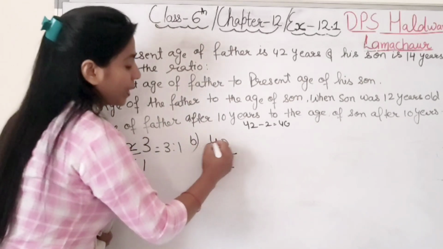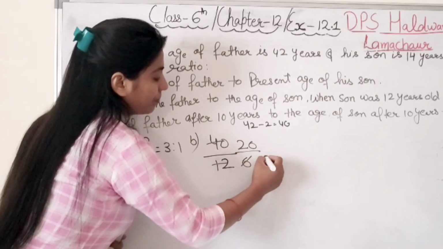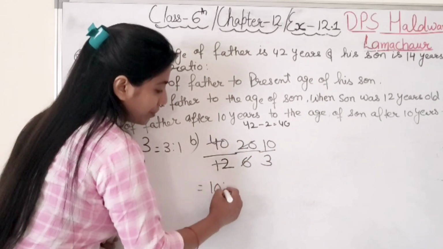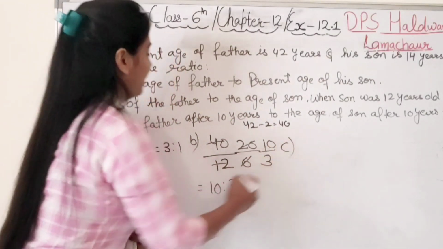Now convert it. 2 2s are 4, 0. 2 6s are 12. Then 3. 2 3s are 6. 2 1s are 2, 0. So the ratio will be 10:3. That's it. Now C part.